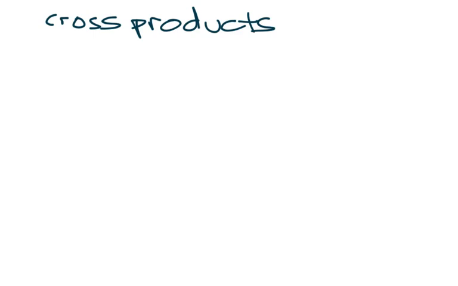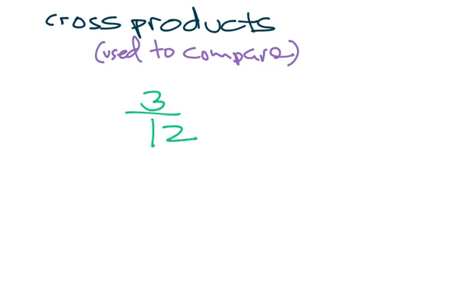However, your book talks about it. Sometimes it asks you to do it. And cross products, in this case, are used for comparing, right? So not for adding or subtracting as we've been doing. I do not prefer this method. I want to use cross products when we do proportion, right? But for this, the way you could do it, let's say I took 3/12 and I wanted to compare it to 1/4.